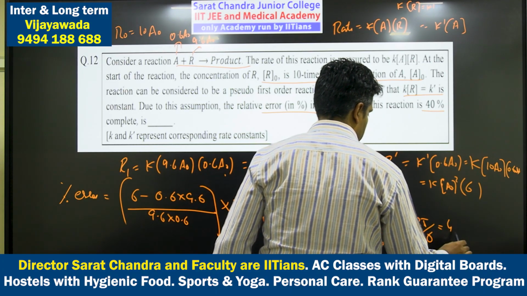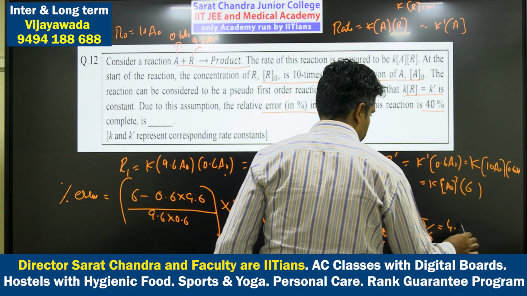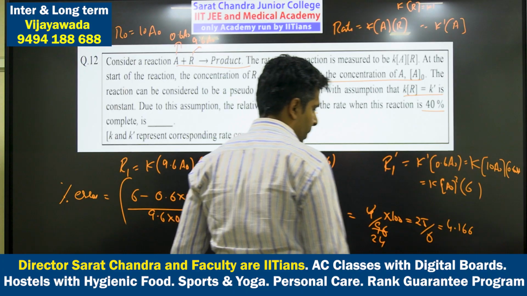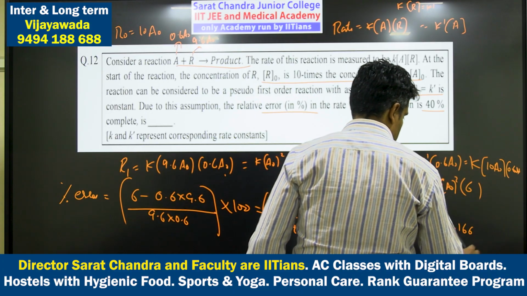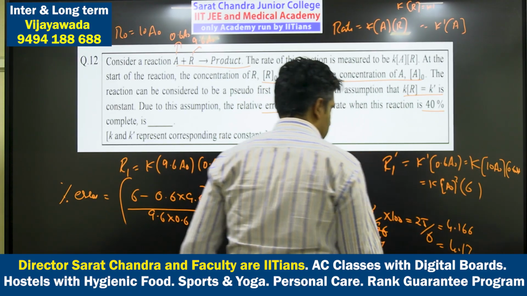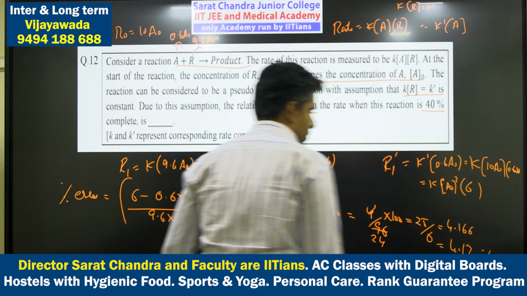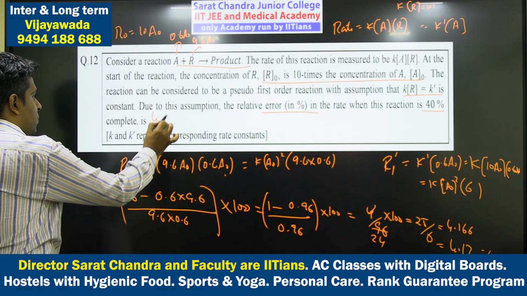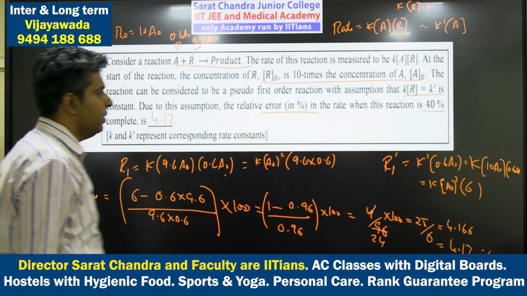25 by 6 will be 4.166. So this can be rounded off to two decimal places, 4.17. So 4.17% is the error, that will be the answer. Up to 2 decimal places you have to give the answer. So the answer will be 4.17.